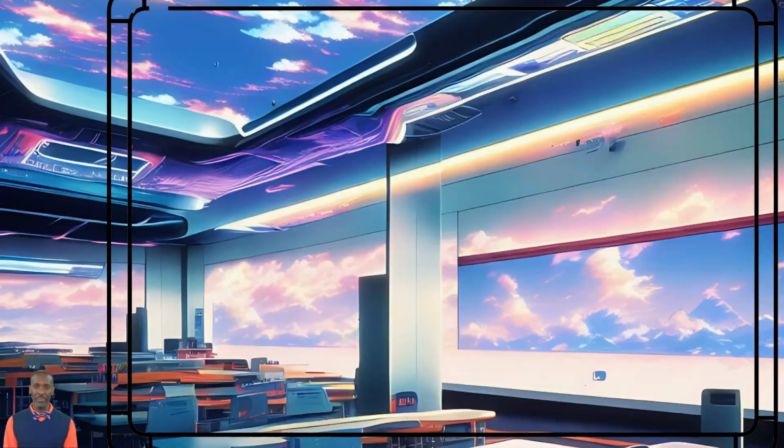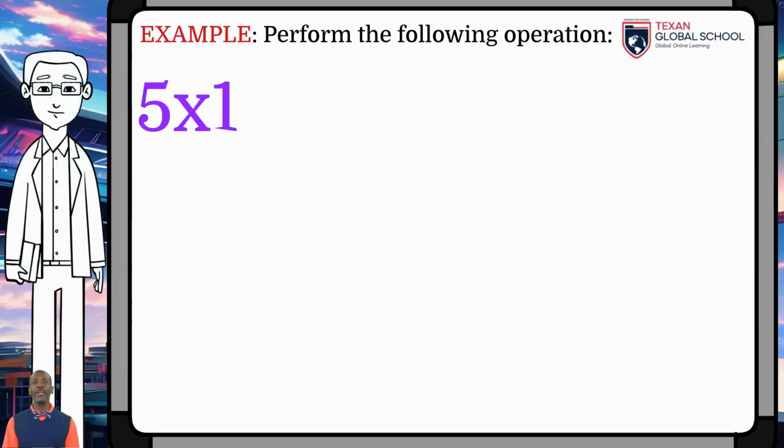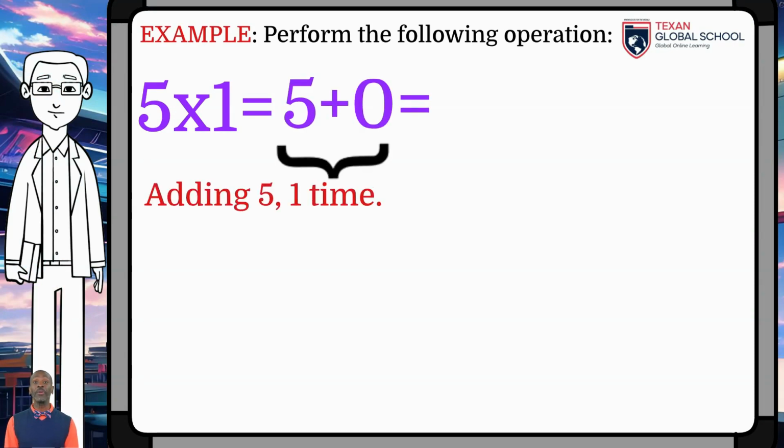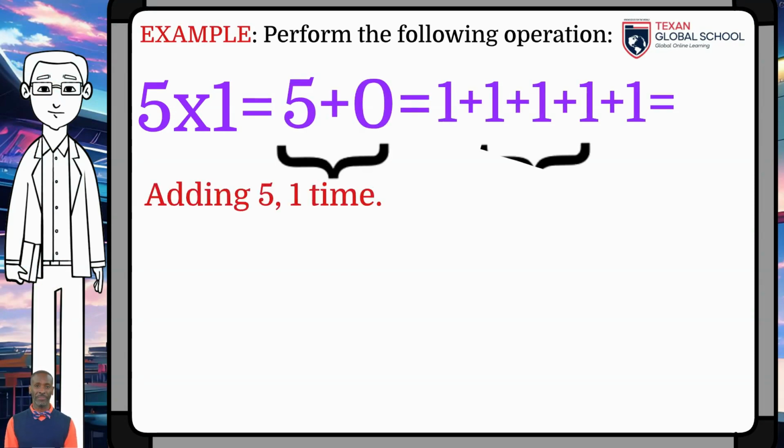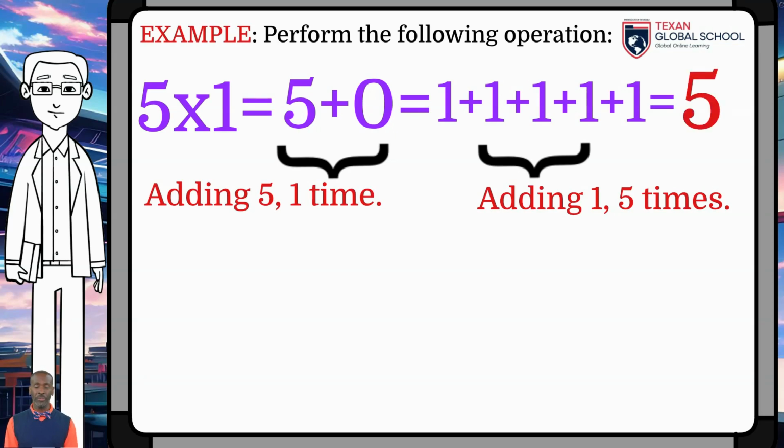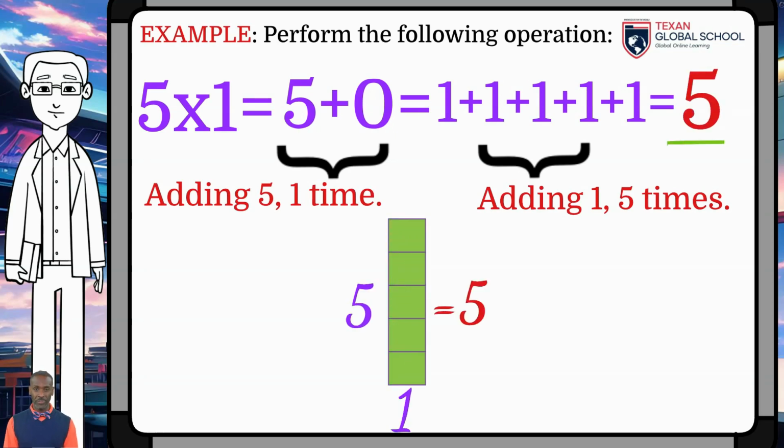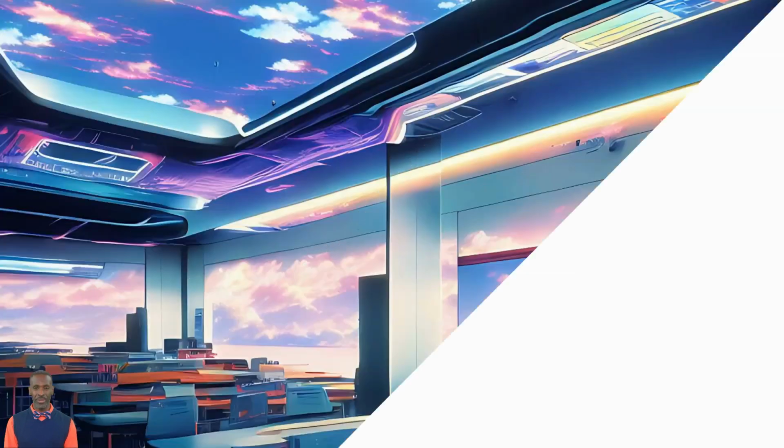Let's see a first example. If we multiply 5 by 1, this means that we add 5 only once, or we add 1 5 times. Therefore, 5 times 1 is 5. The model represents 5 rows by 1 column, so we have 5 ones. Hence, we conclude that 5 times 1 is 5.